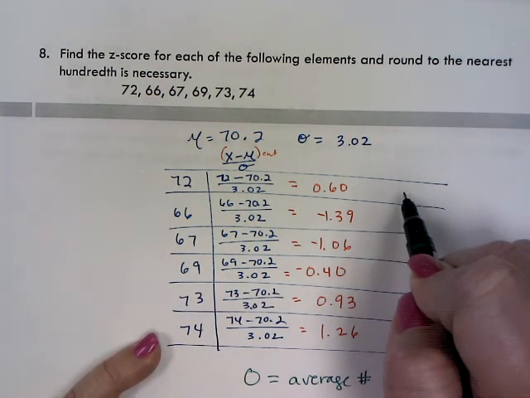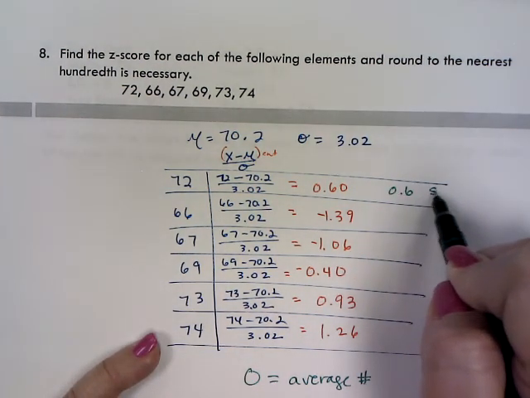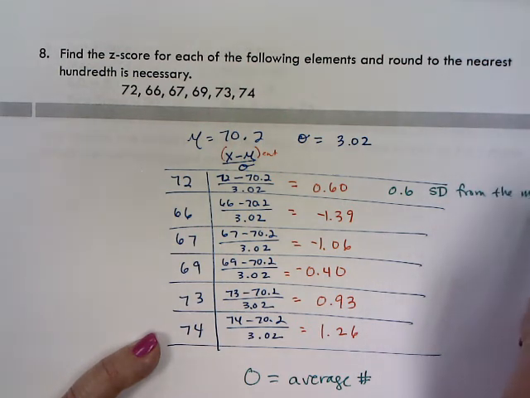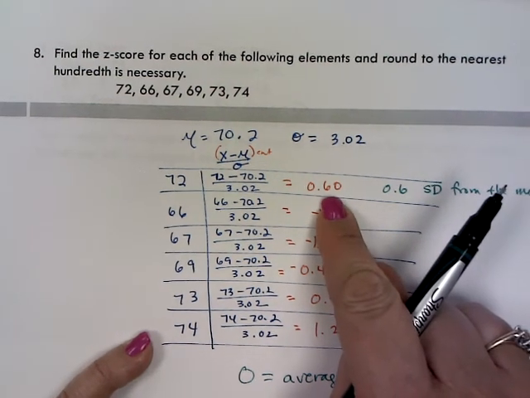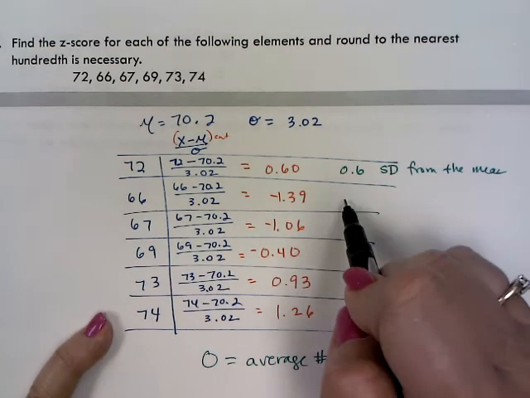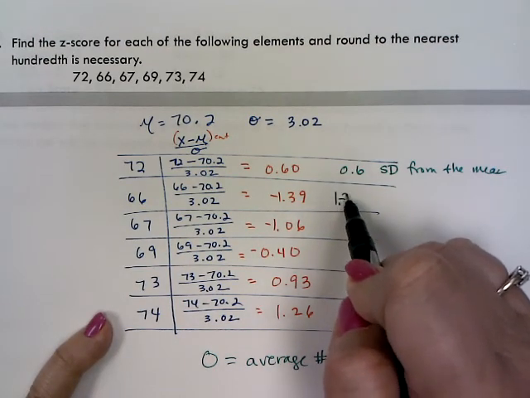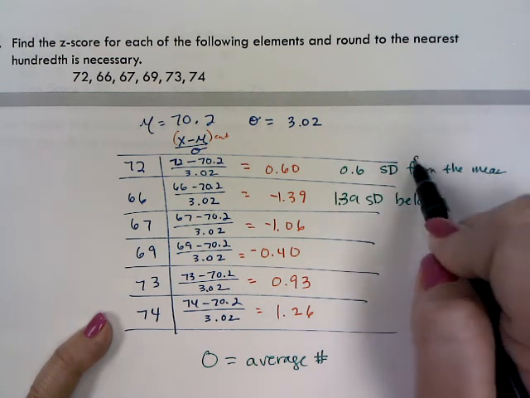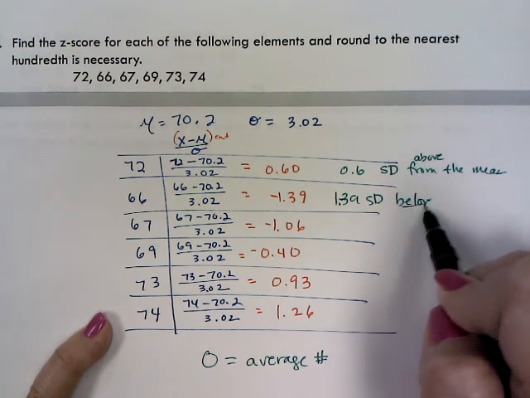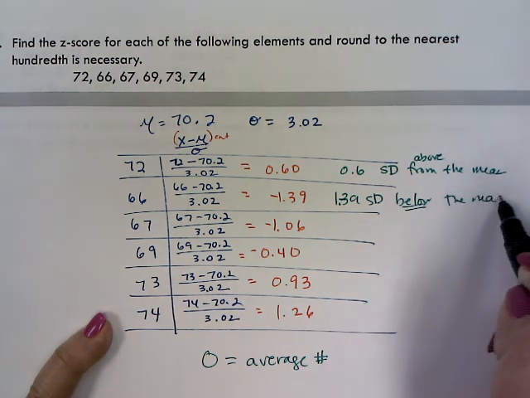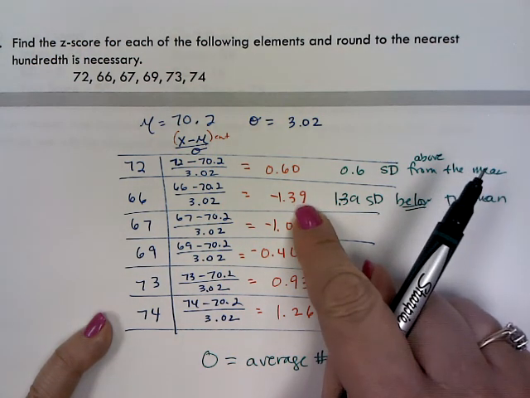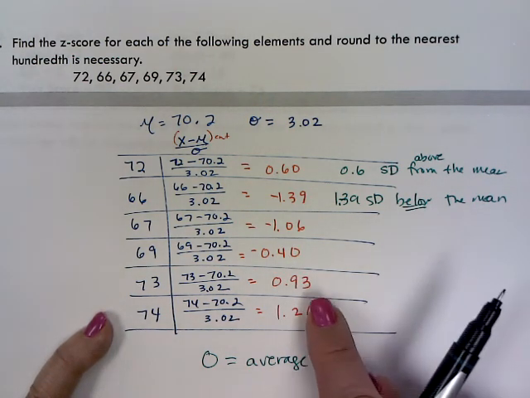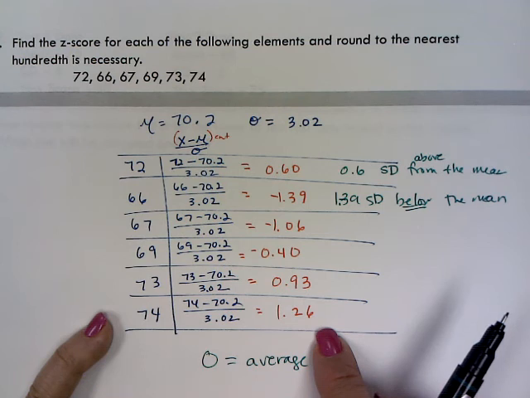So what this means is he's 0.6 standard deviations from the mean. So from the average, he's above it. He's negative 1.39, so he's 1.39 standard deviations below, sorry, this was above. It was above. Below the mean. So he's right now below average on my test. Above average, way above average.